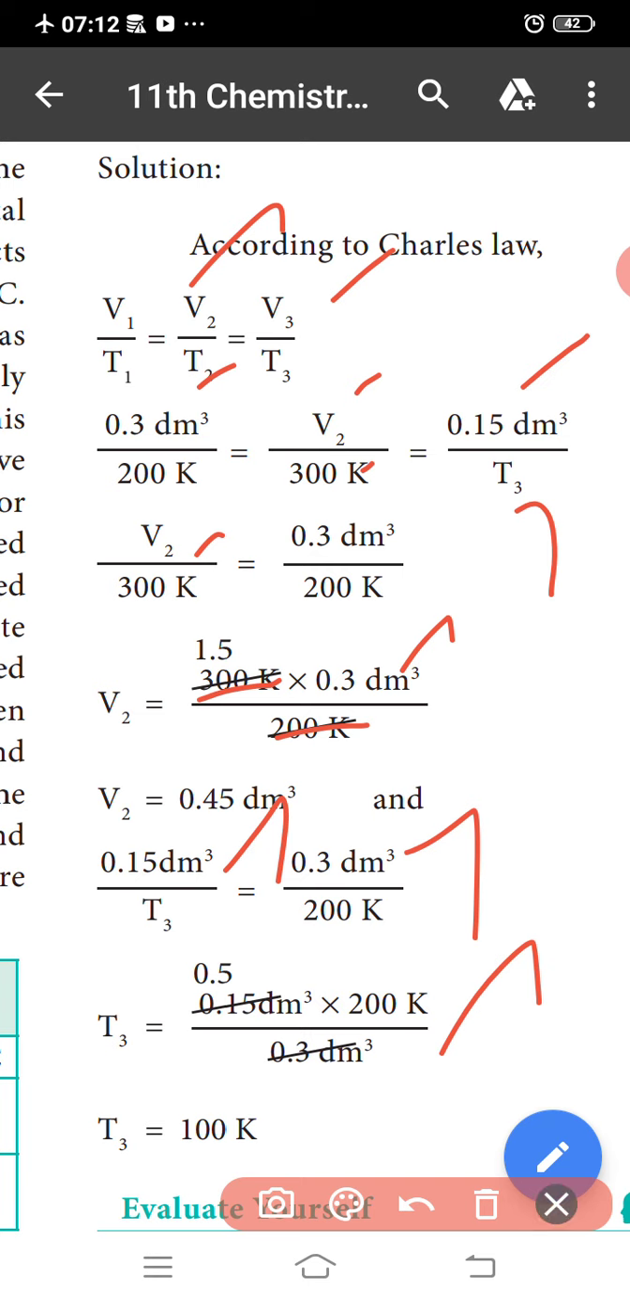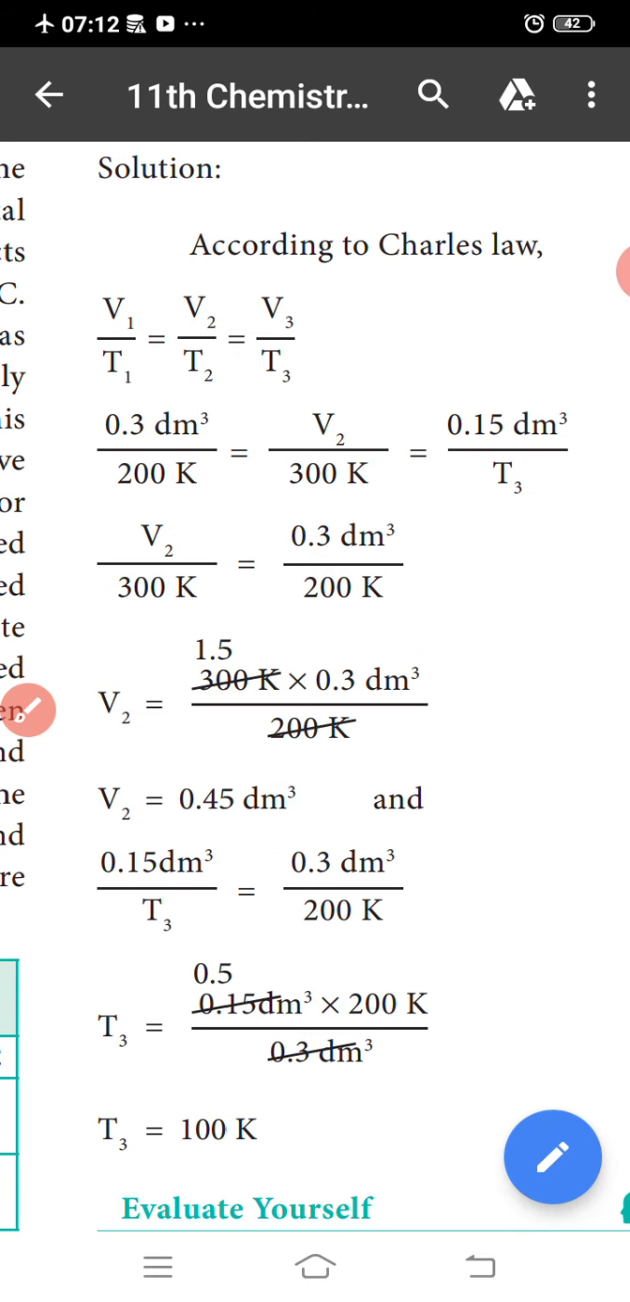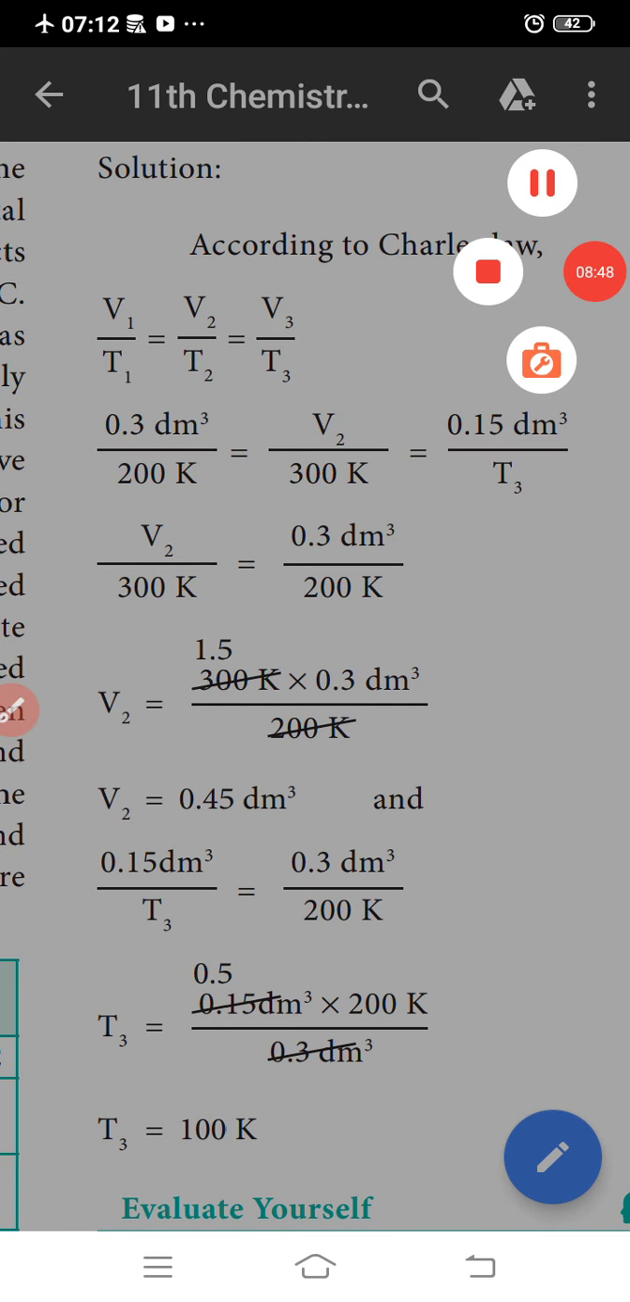The next one, discuss Gay-Lussac's law, the pressure and temperature relationship. This is Gay-Lussac's law, the pressure temperature relation.